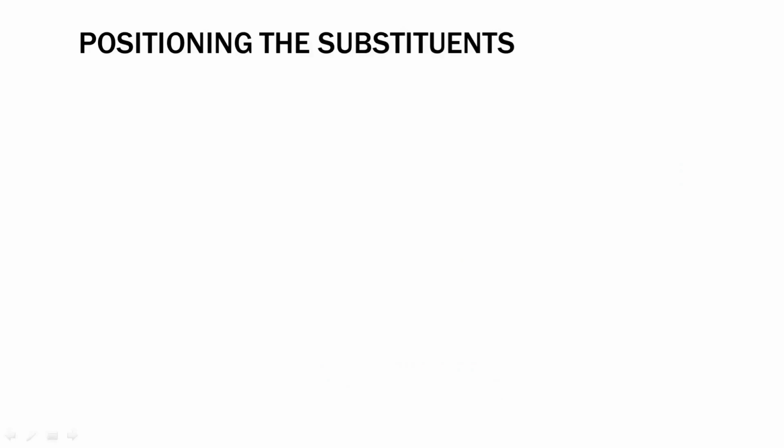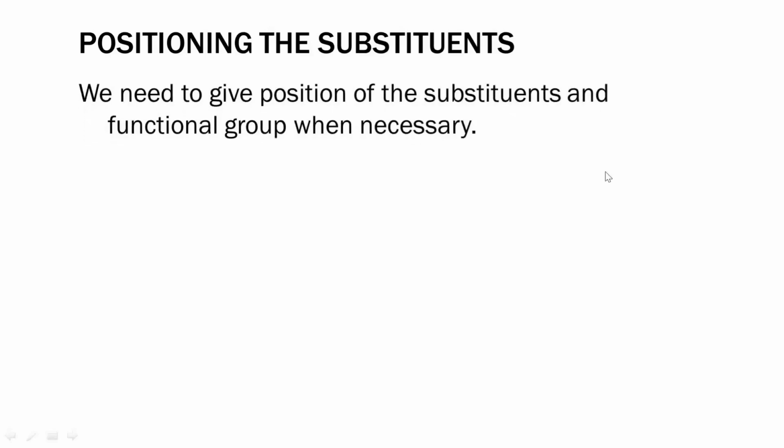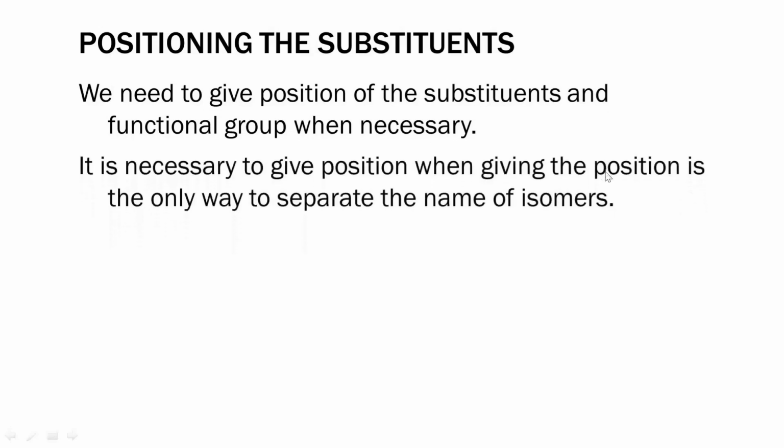Okay, so let's now talk about positioning the substituents. Positioning the substituents means providing the prefix with the number. Alright, so we need to give the position of substituents and functional groups when necessary. So what is that necessary condition? It is necessary to give position when giving the position is the only way to separate the names of isomers. Isomers have different physical and chemical properties but the same molecular formula. So if we need to separate the names of isomers, then we need to provide them with position.